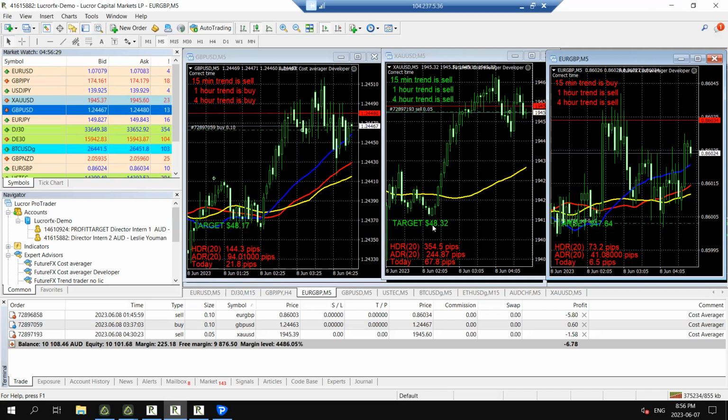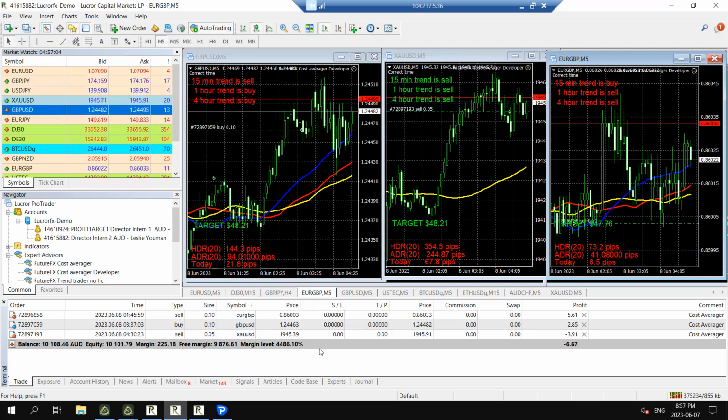And so what the target is displaying is how much more. It works off the equity. So the equity needs to go up another $47, $48 in order to hit my target. Once that target gets hit, it will come up in red writing underneath it. It will say target hit. And when that happens, my account balance will be $10,150, give or take a few cents, usually take a few cents.